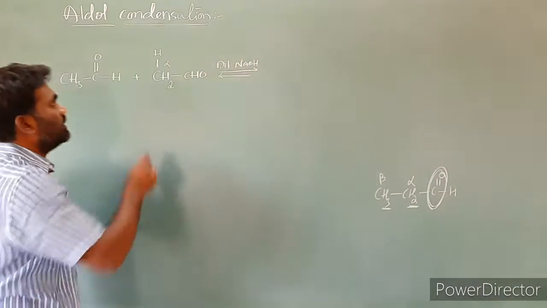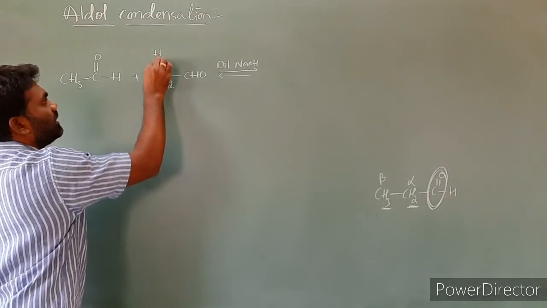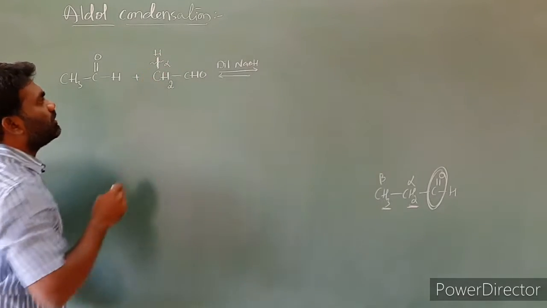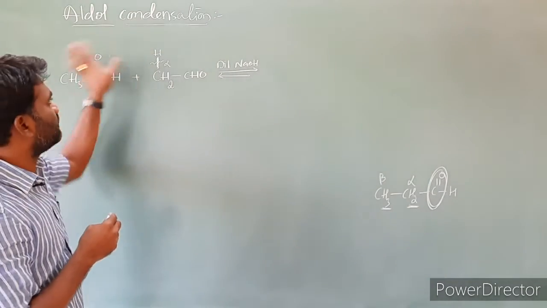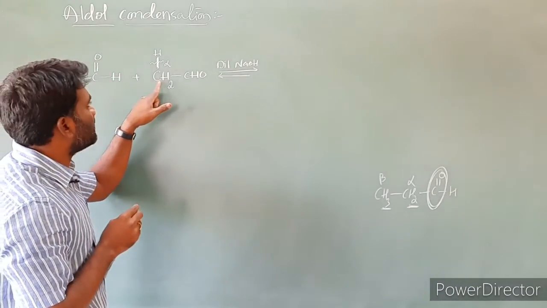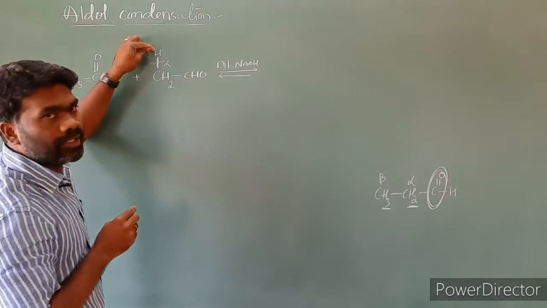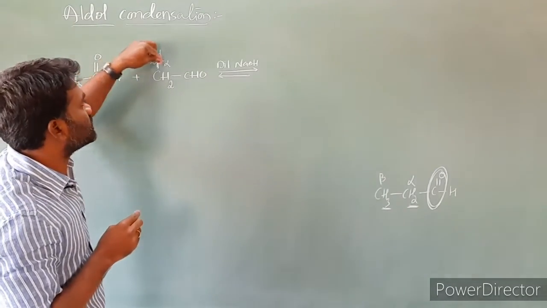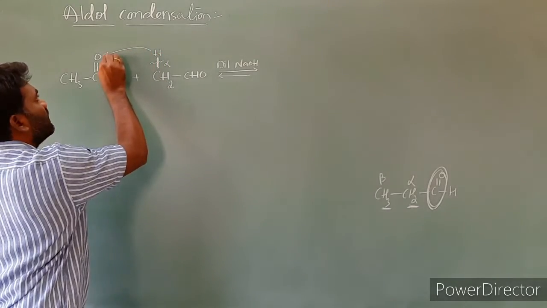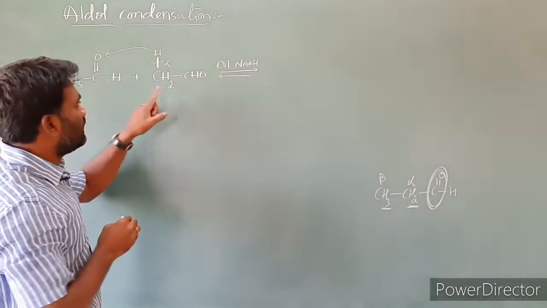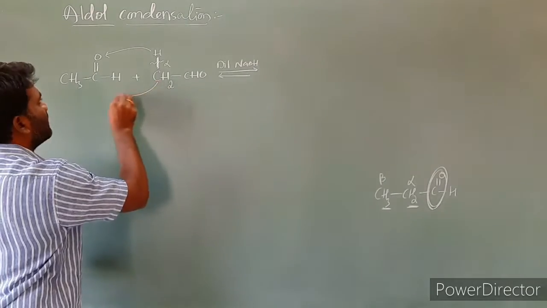Then what I am doing is I am breaking the bond between alpha carbon and alpha hydrogen. Very simple. Listen to one molecule carefully. This is alpha carbon and this is alpha hydrogen. Break the bond between this carbon and hydrogen. This hydrogen joins to the oxygen of another molecule, and this carbon joins to the carbonyl carbon.